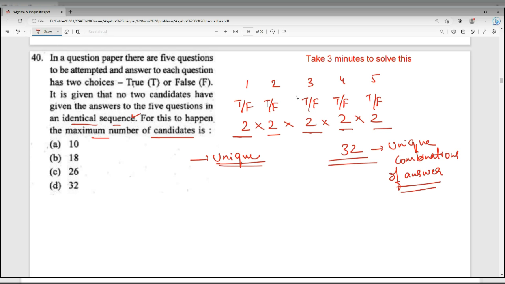And hence they are asking that no 2 students have given the answers to the 5 questions in an identical sequence. So everyone has given a unique sequence. So the total maximum number of unique sequences that can happen is 32. So the maximum number of students who are there are also 32. So the correct option is option D. I hope you have understood this. If you have any doubts, please ask.